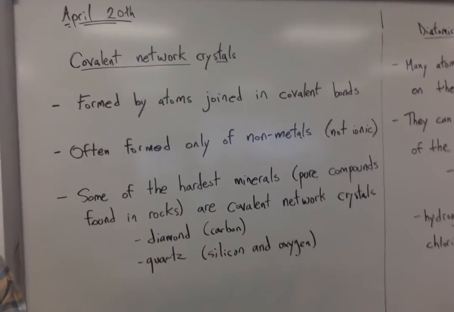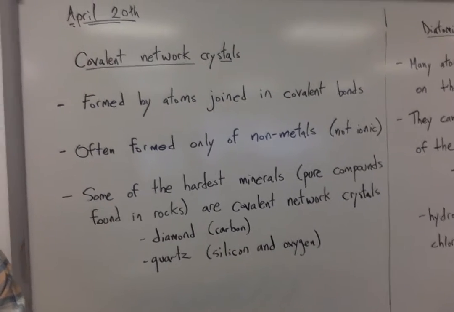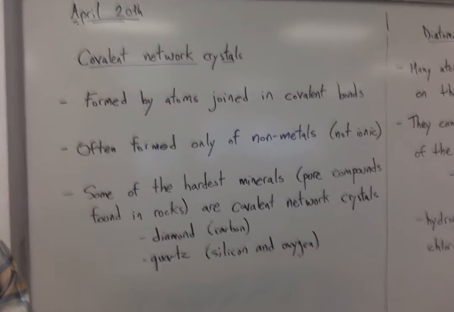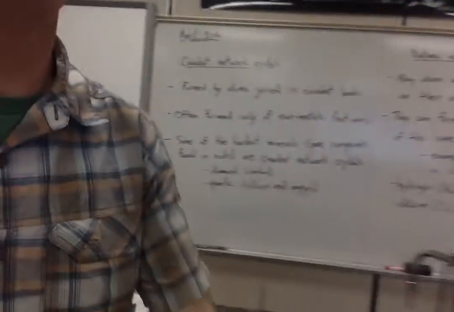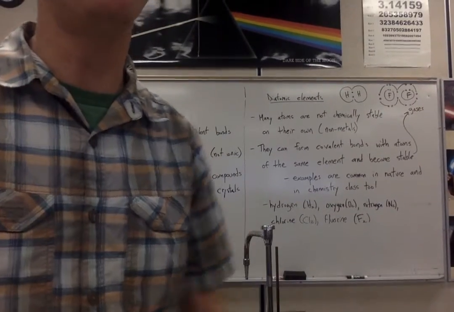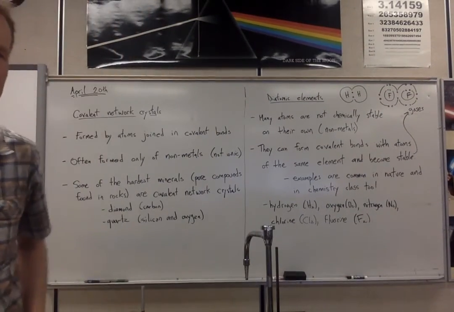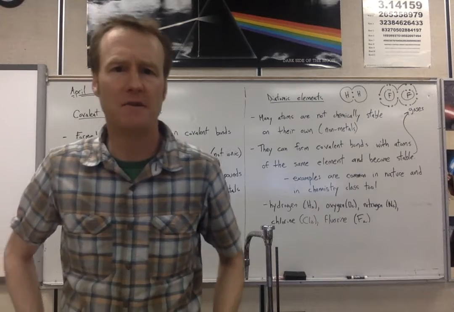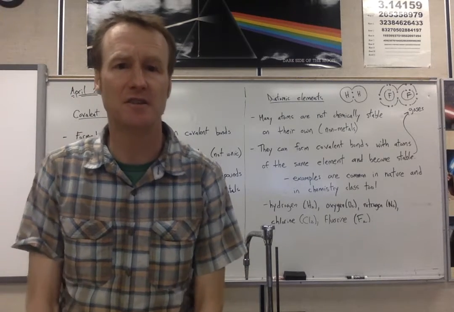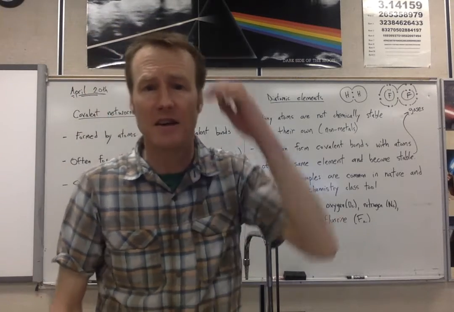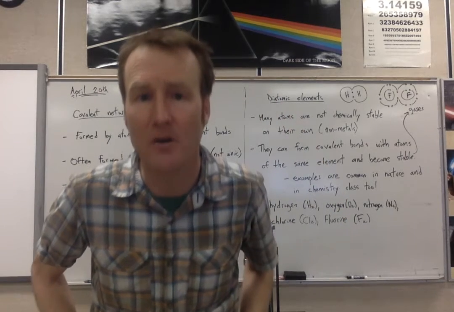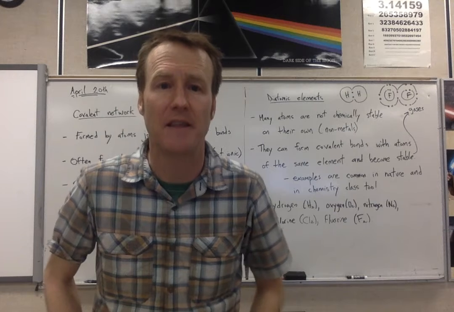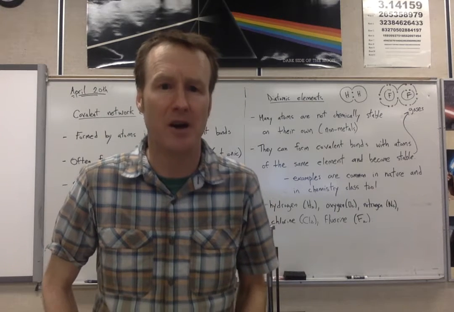So a covalent network crystal is formed by atoms joined in covalent bonds. They're often formed from nonmetals, although here you're violating some of what you might have expected so far. You might have expected, oh yeah, if you've got a metal, for sure it gives away its electrons. Because when metals react to form simple chemical compounds with nonmetals, very often they're giving away electrons. Very often then, they're becoming ions.